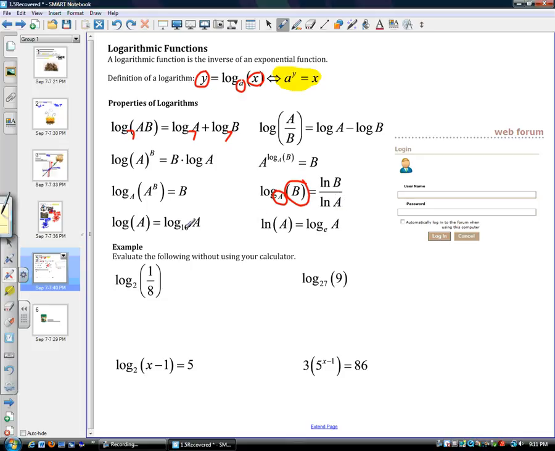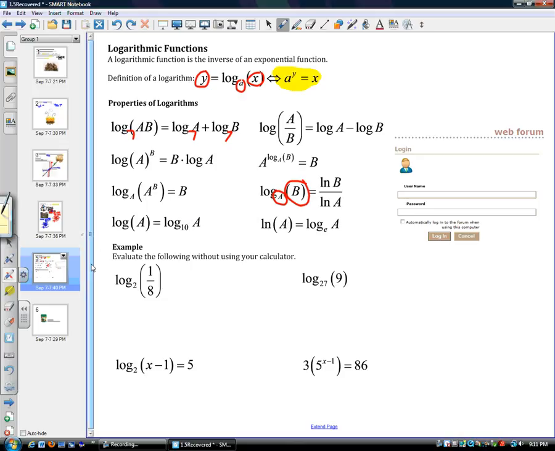And this is what I was just talking about with common log. Log base 10 of a is the same thing as just log of a without any subscript. And then the last one is log base e of a is ln of a. So that's called our natural log, and this is our common log.